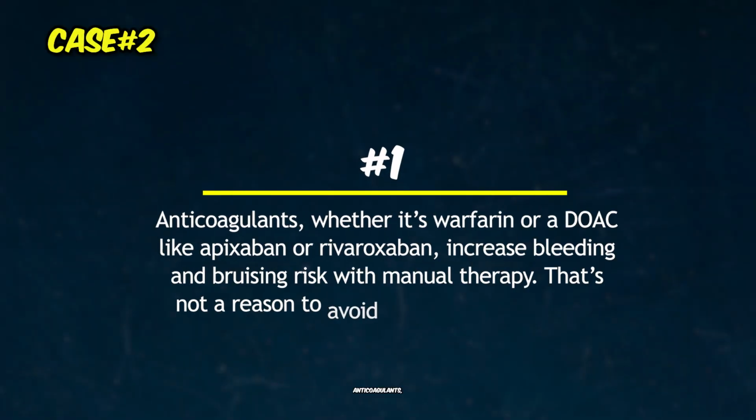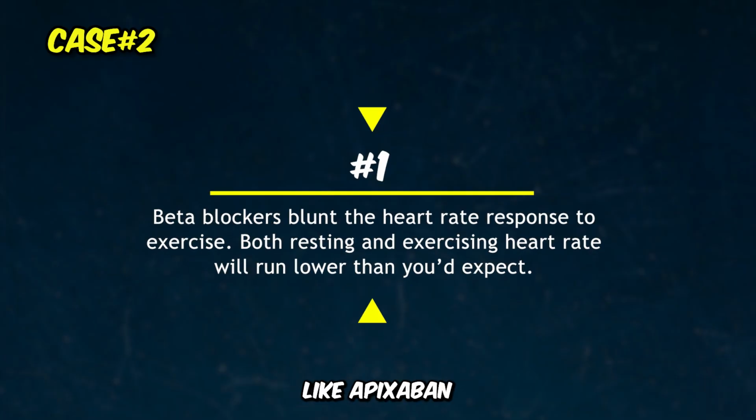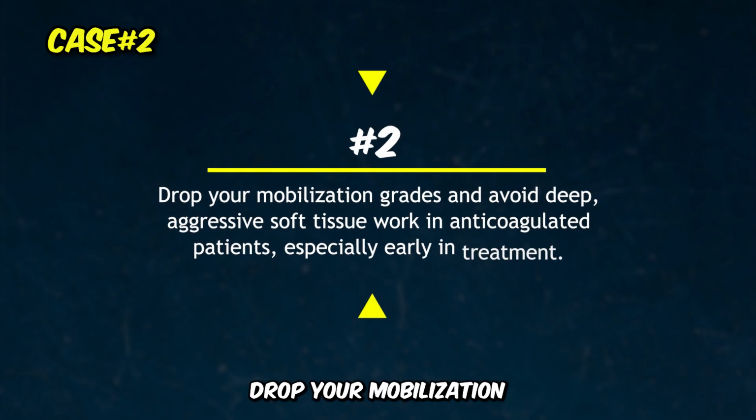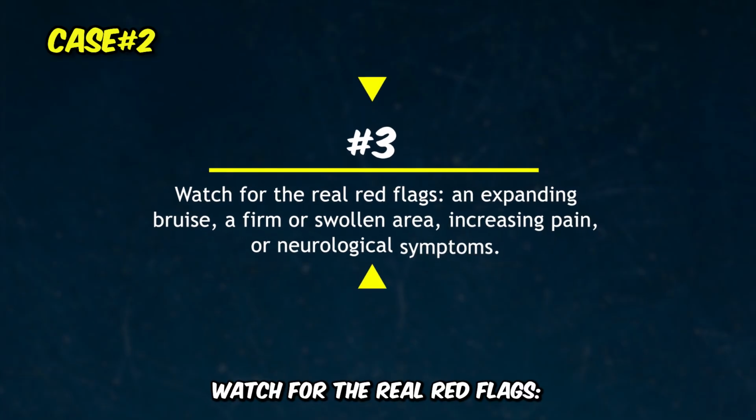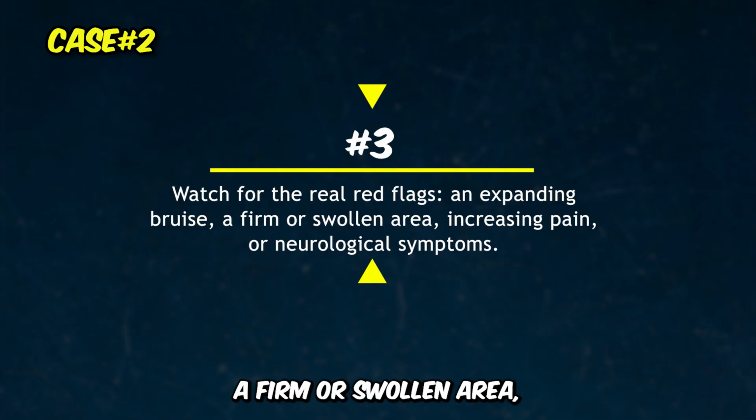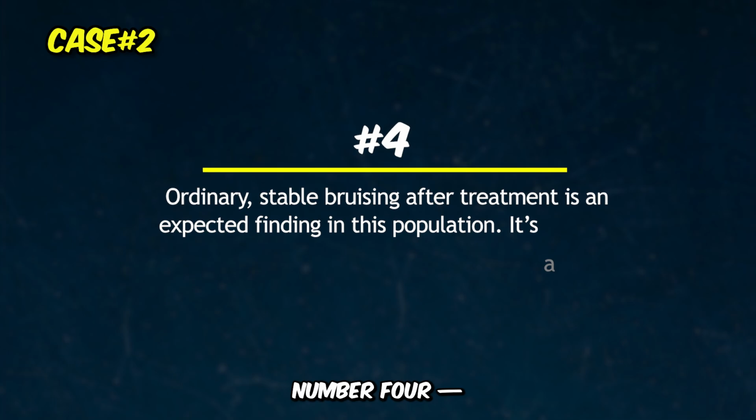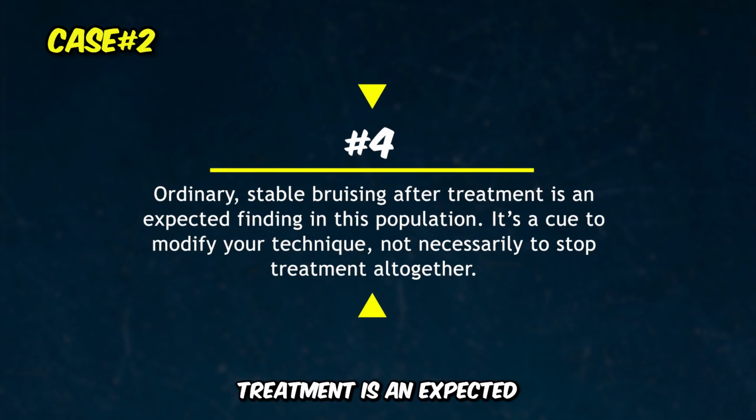Your takeaways: number 1. Anticoagulants, whether it's warfarin or a DOAC like Apixaban, increase bleeding and bruising risk with manual therapy. That is not a reason to avoid hands-on treatment. It's a reason to grade it down. Number 2. Drop your mobilization grades and avoid deep, aggressive soft tissue work in anticoagulated patients, especially early in treatment. Number 3. Watch for the red flags: an expanding bruise, a firm or swollen area, increasing pain, or neurological symptoms. Number 4. Ordinary, stable bruising after treatment is an expected finding in this population. It's a cue to modify your technique, not necessarily to stop treatment altogether.